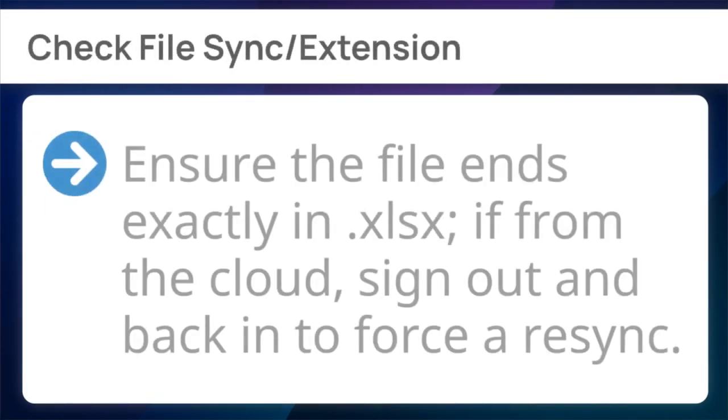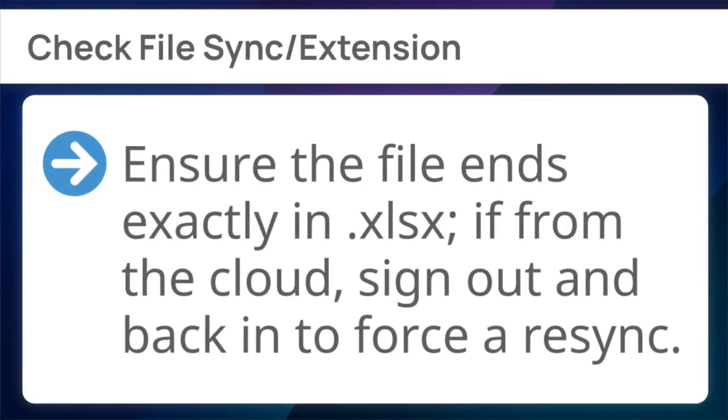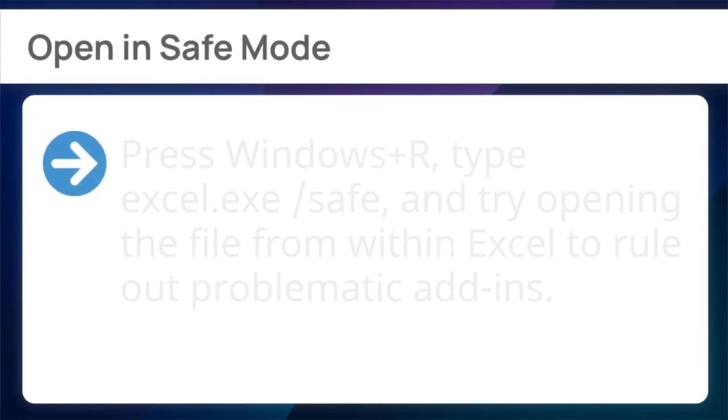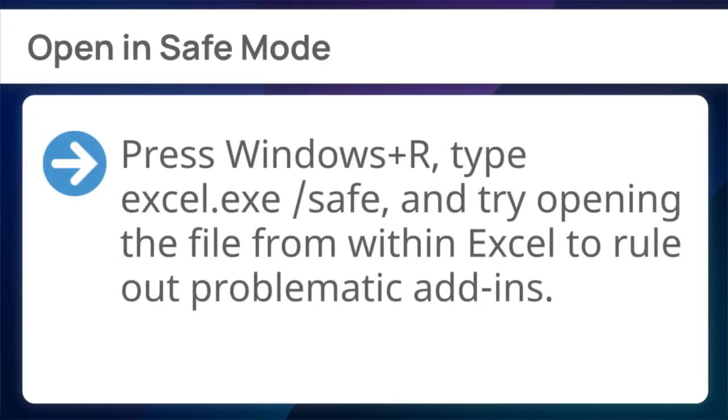Next, check the file extension. Ensure the file ends exactly in .xlsx. If from the cloud, sign out and back in to force a resync. Finally, open in safe mode. Press Windows+R, type excel /safe, and try opening the file from within Excel to rule out problematic add-ins.